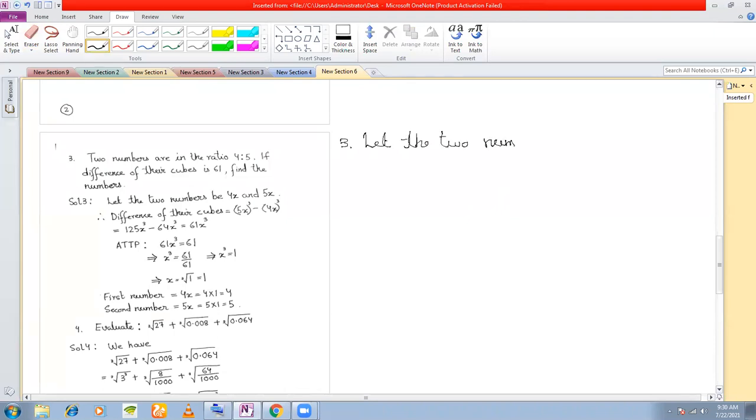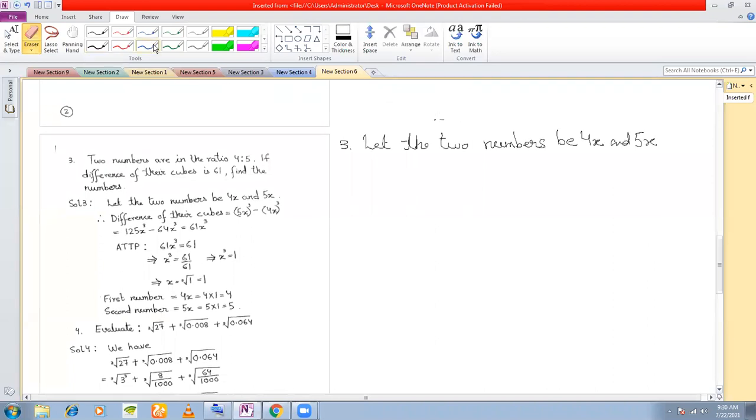You have done this already, right? Earlier in ratio and proportion. Have you done this in class 7? Yes, sir. If the numbers are in the ratio 4:5, you can take the numbers to be 4x and 5x. You have done this already, right? In class 7. Yes, sir. Okay. So let the two numbers be 4x and 5x.